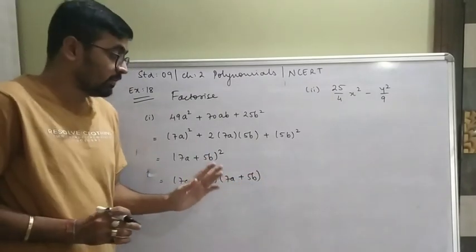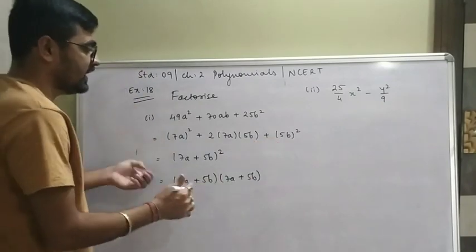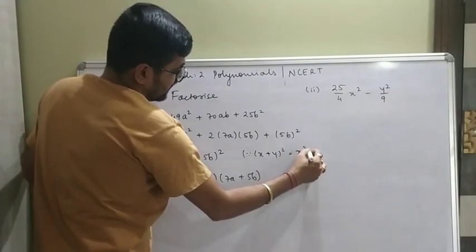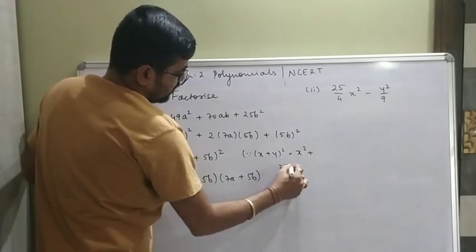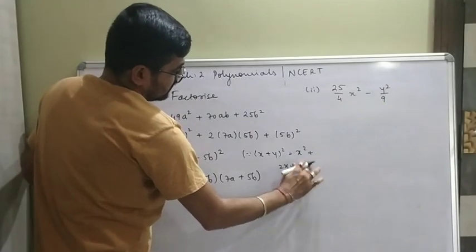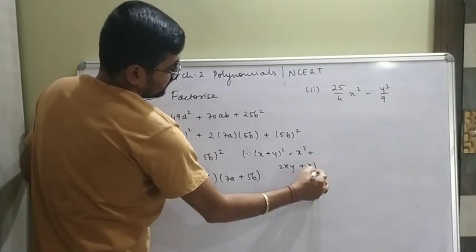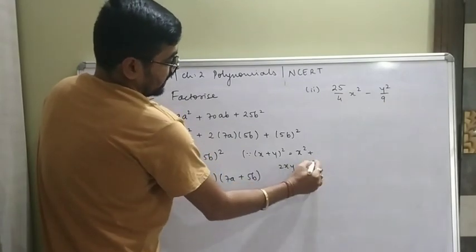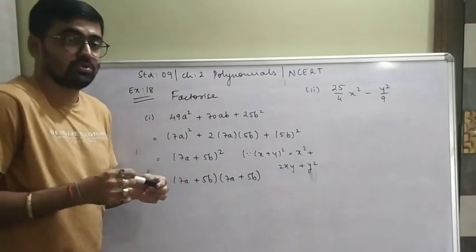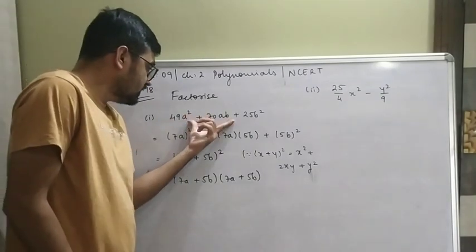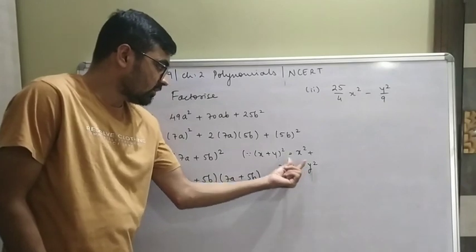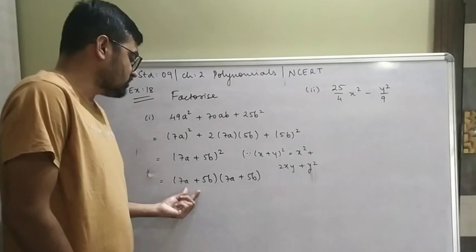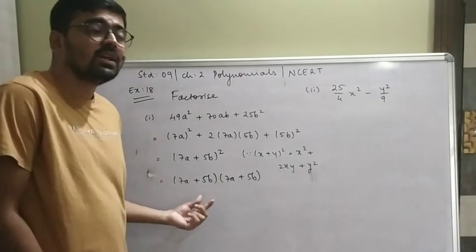I hope all of you are getting me. And it's a very simple understanding. The identity we have used over here is x plus y whole square equals x square plus 2xy plus y square. So from this we got this right hand side term, and from that we can get it to this 7a plus 5b whole square. Now the whole square is there, so I can write these terms 2 times. So these are the factors.